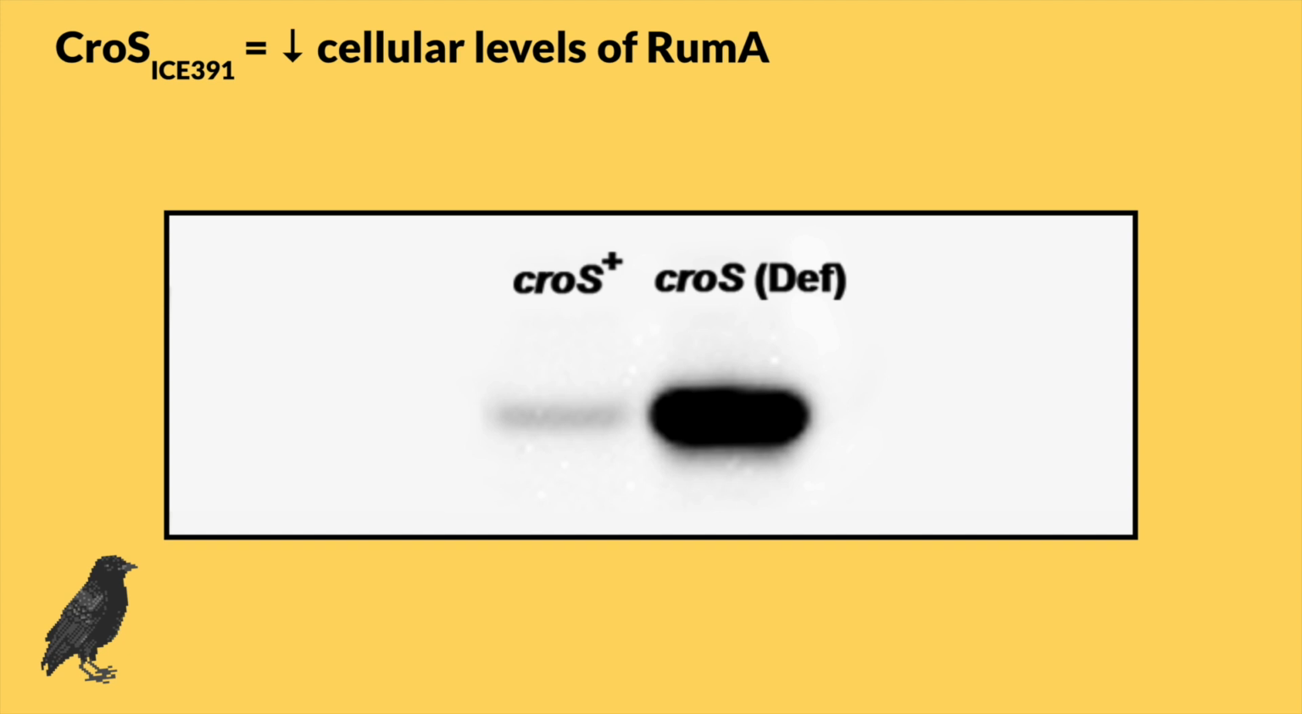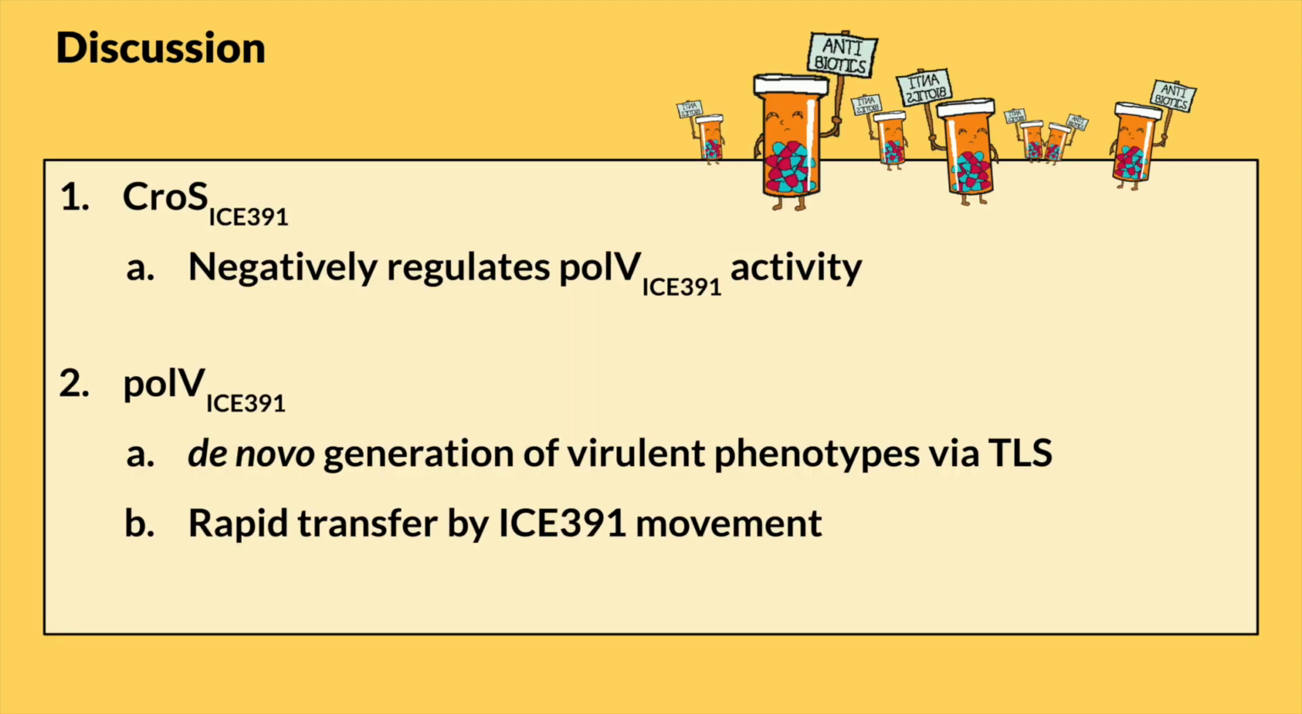And we can see the same trend when we monitor the effects of CROS on the amount of Pol5 proteins generated from Pol5 expression. Here, we are measuring the cellular quantity of one of these proteins, called RumA, which corresponds to the band intensity on this image. In the presence of CROS, very low levels of RumA are detected, as indicated by the faint band on the left. But if we look to the right, we see a very intense band, corresponding to high levels of RumA when CROS is absent. So we have identified CROS as a factor that attenuates the activity of the DNA polymerase 5 ortholog encoded on ICE391.